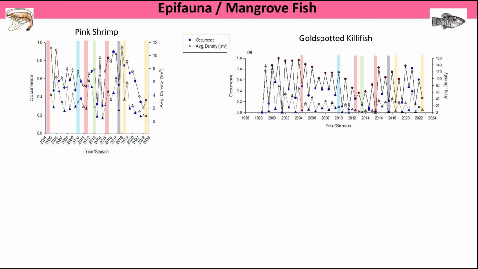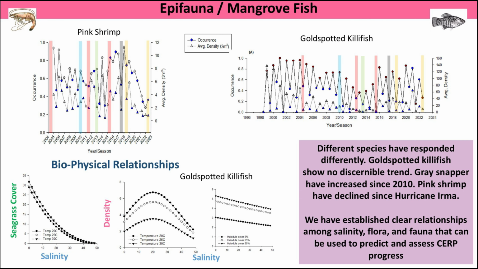Quickly going on to the epifauna and the mangrove fish, the outcomes of our work show that the patterns are very species specific. We've seen stability for the pinfish, we've seen slight declines for the shrimp, and we've seen increases in the abundance of gray snapper.